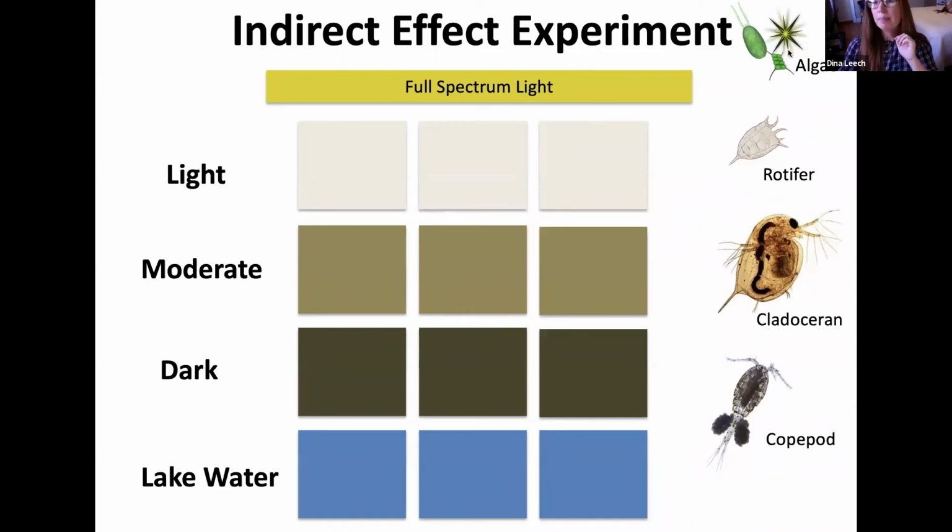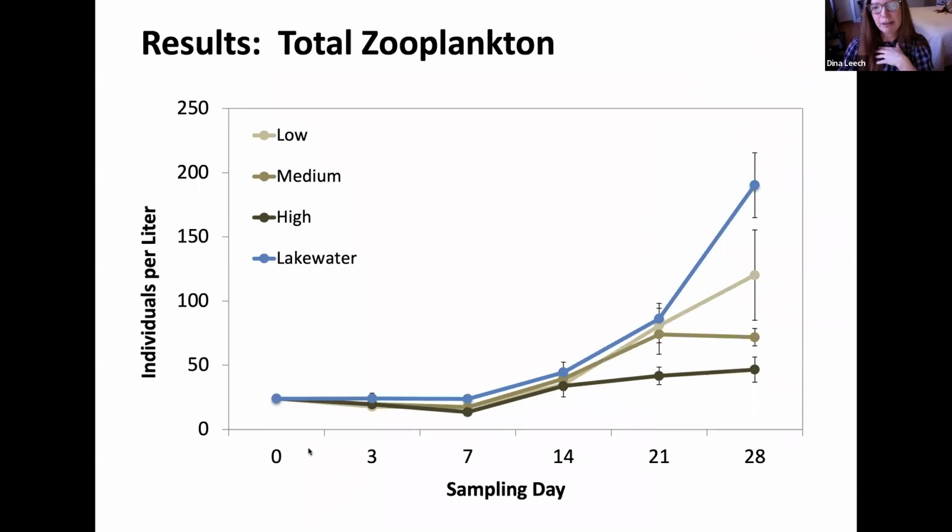And at the beginning of the experiment, to each one of these tanks, we added the same amount of algae and the same amount of zooplankton. And we let them grow up for about a month. And we sampled the tanks periodically to see how they were changing over time. So here, what I'm showing you is a plot with our sampling date on the x-axis. So we sampled over 28 days to watch how the algae and the zooplankton developed.